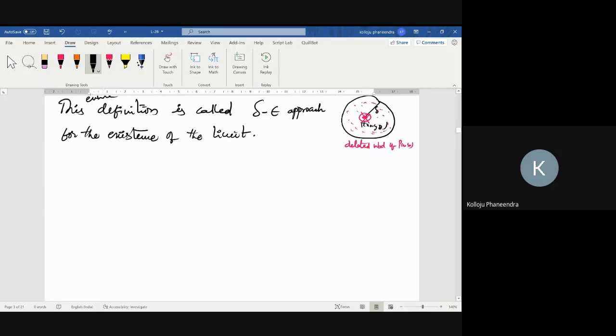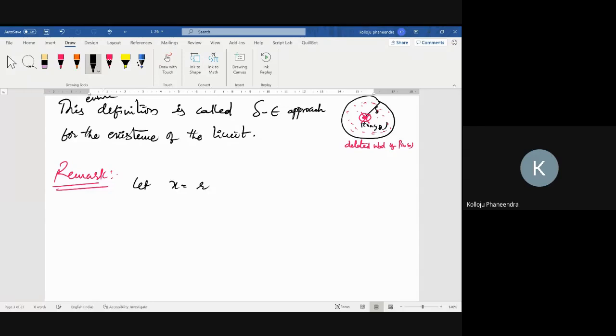Yeah, one more point. You take this one also. It is required. Now, remark. What is that one? Limit exists means it must be unique. Remember, limit exists means it must be unique.